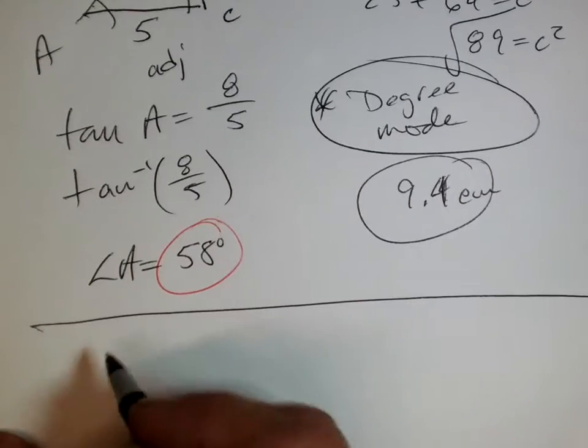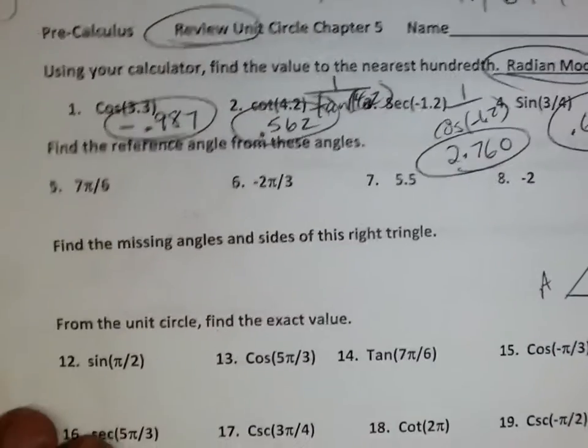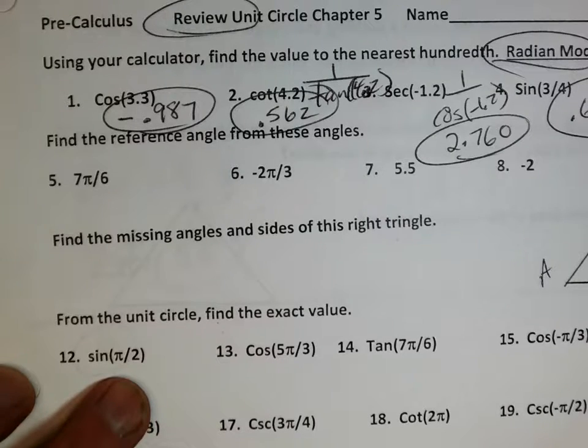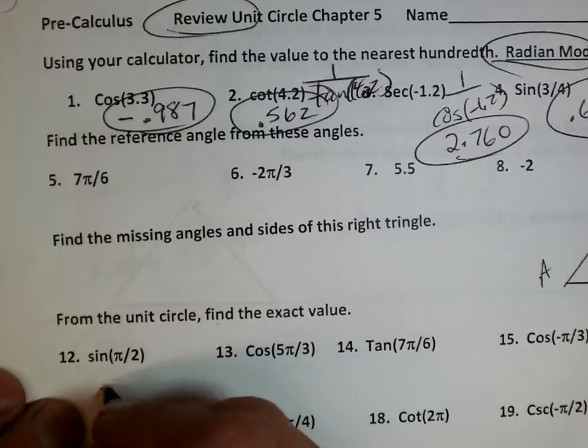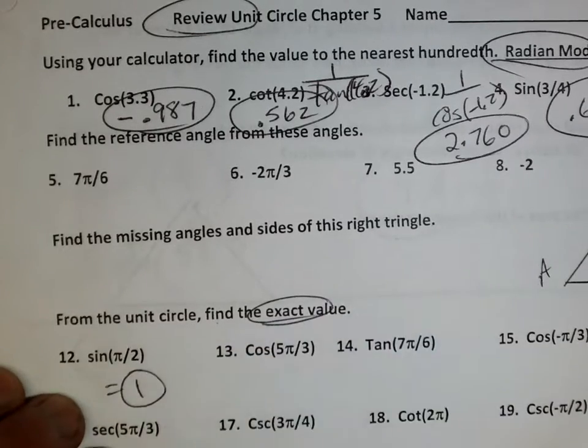Okay, number 12. Let's look at the unit circle. Hopefully everybody's staring at the unit circle. Number 12, we need sine of pi halves. Pi halves, I'm looking at it, it's 90 degrees. Sine is the y value. It equals 1. Boom. When it says exact value, that's what I want. I don't want to calculate our answer, okay?